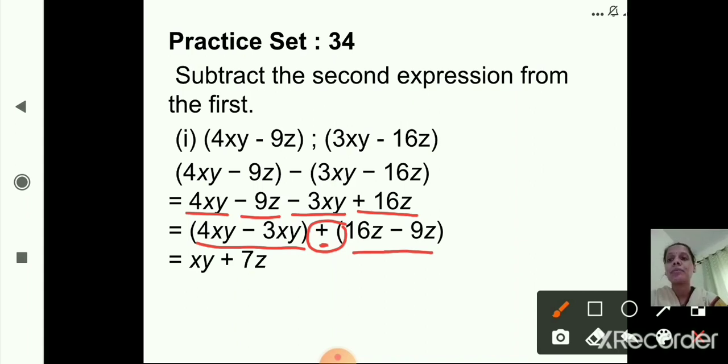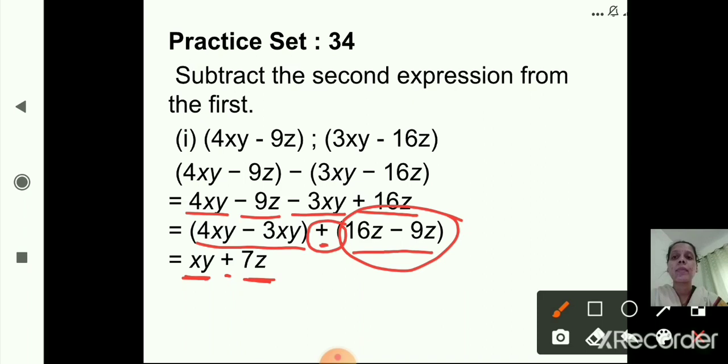Now we will do 4xy minus 3xy. What is the answer? 1xy. No need to write that 1, so the answer is xy. Plus sign in between. Now solve the second bracket: 16z minus 9z, the answer is 7z, correct? So what is the answer? xy plus 7z. Hope you are clear with this. So this is the answer. If you do it in the vertical arrangement, you will get the same answer.